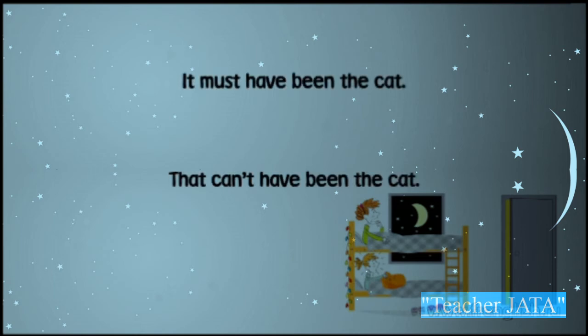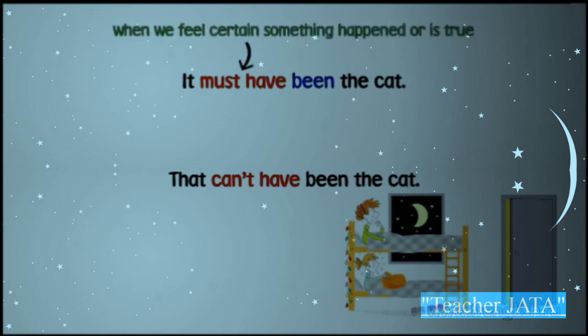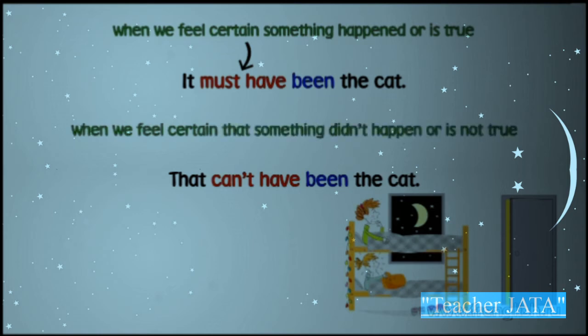We use must have and can't have to speculate about past events. We use must have with the past participle when we feel certain that something happened or is true. We use can't have with the past participle when we feel certain that something didn't happen or is not true.